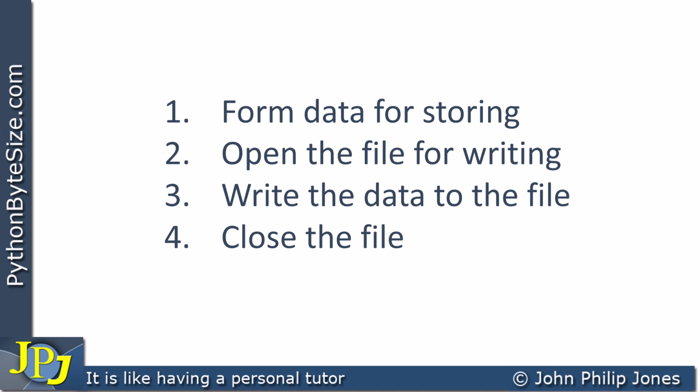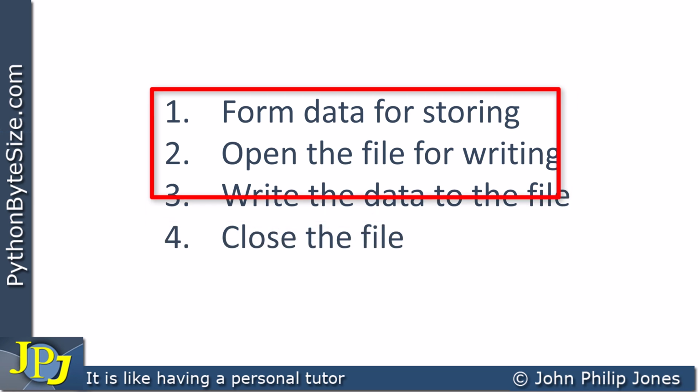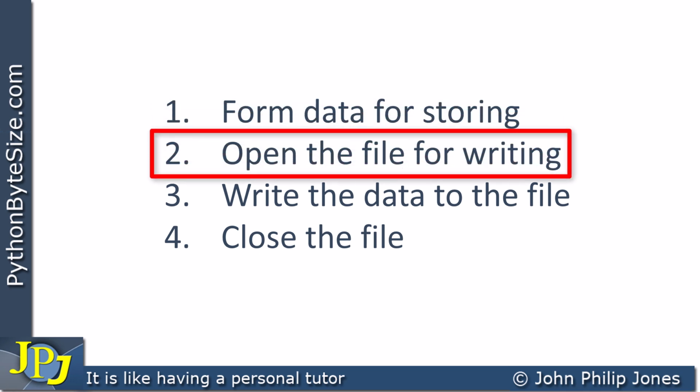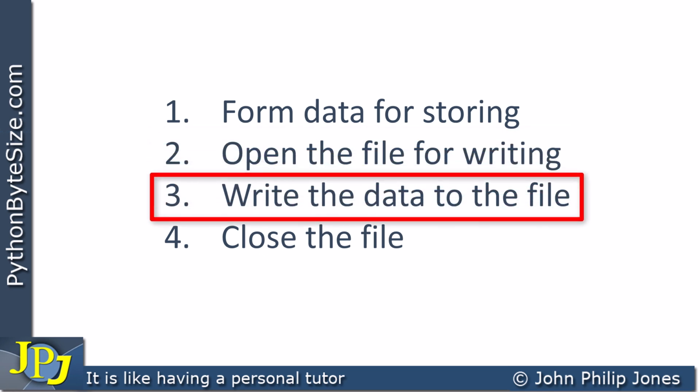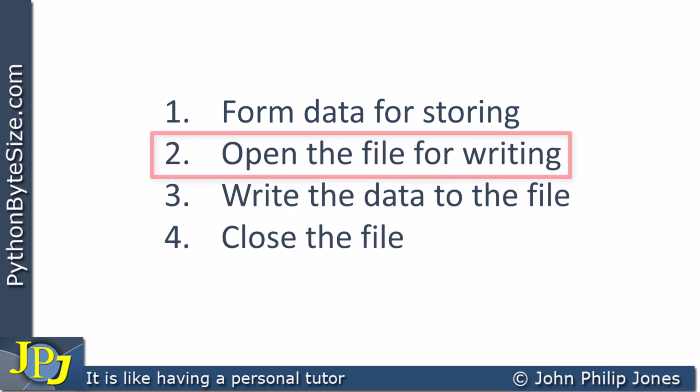In this video, I'm going to take a look at how we can write data to a file. Here you can see we've got an algorithm that has 4 steps. The first step is where we would form the data within our program that we wish to save to a file. Step 2, we open the file for writing. Step 3, you write the data to the file. And step 4, we close the file to free up any resources that were used when we opened the file.